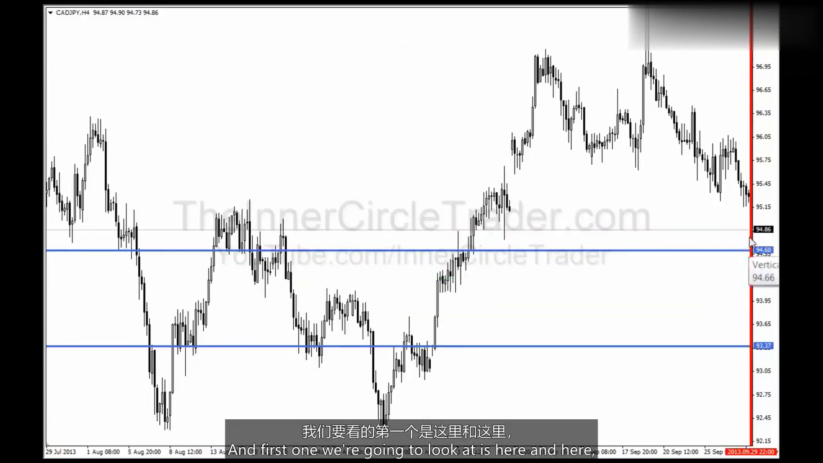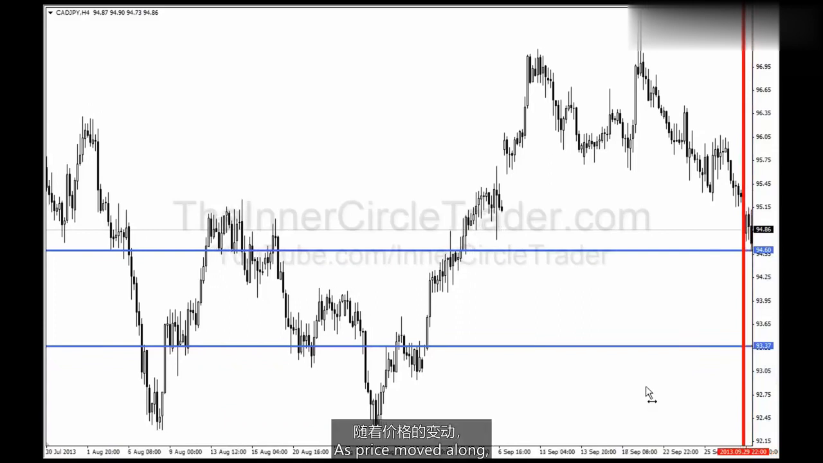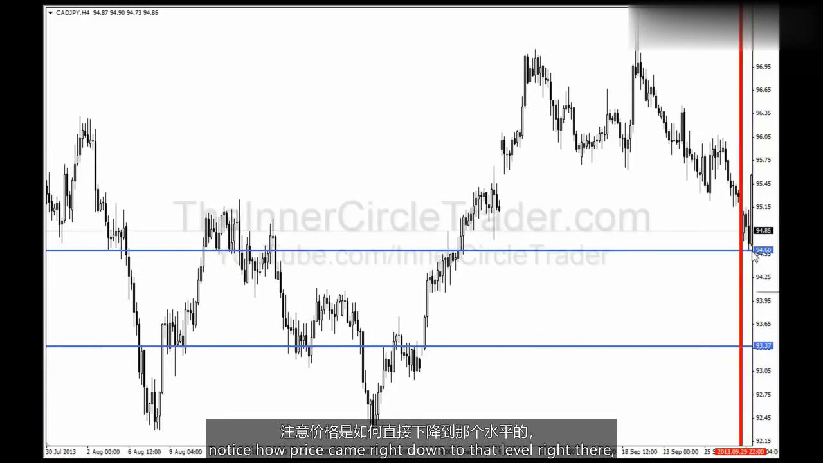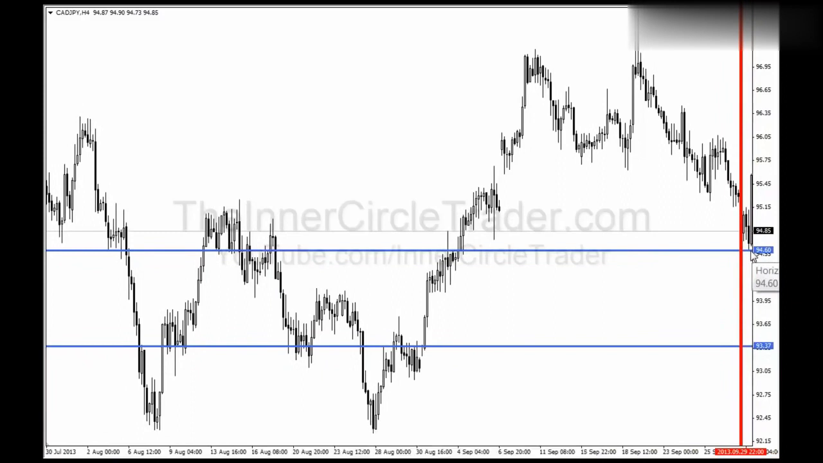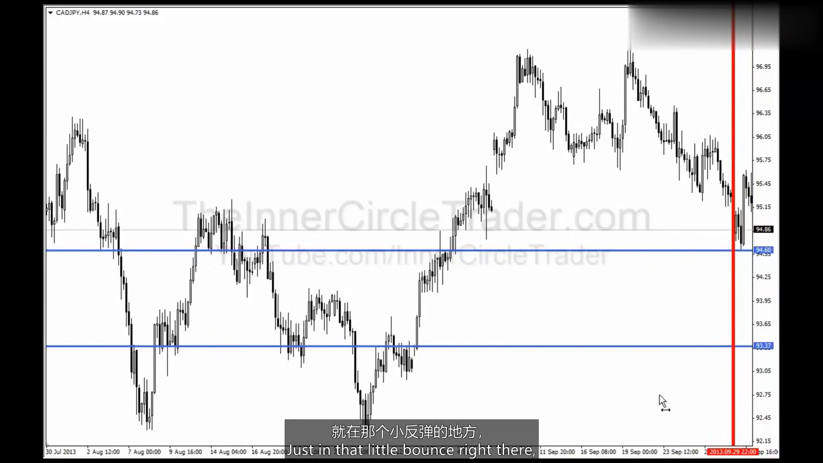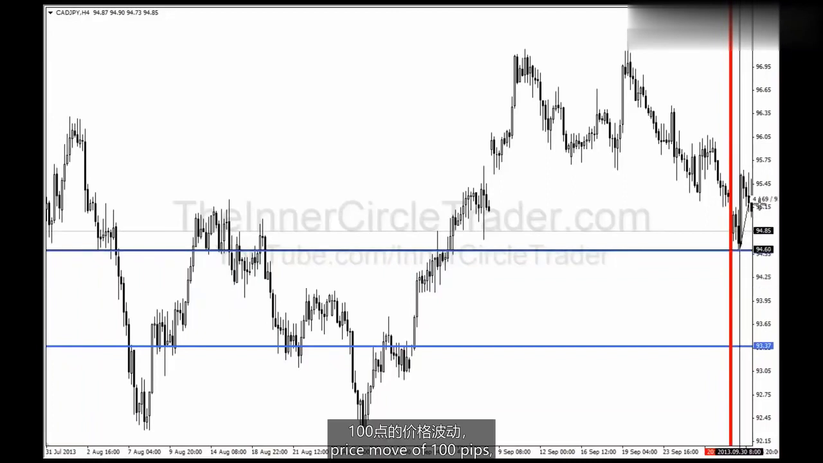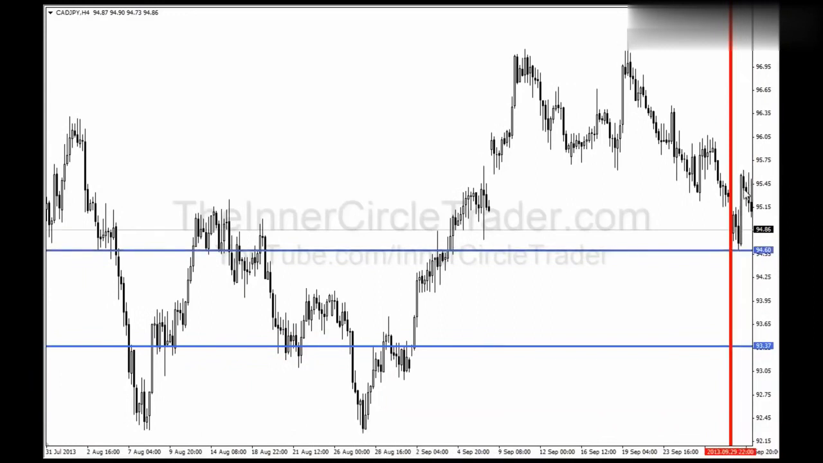So with that said, let's take a look at what transpired. The first one we're going to look at is here and here, the second one. As price moved along, notice how price came right down to that level right there and bounced up. Just in that little bounce right there, we're looking at a potential price move of 100 pips. I don't know if you can see that, the middle number here, it's 100 pips. Nothing wrong with that.